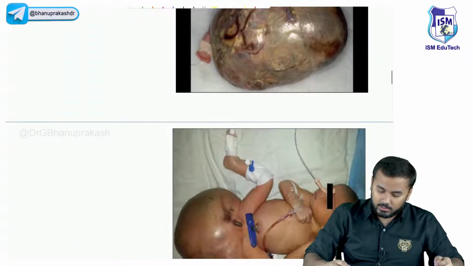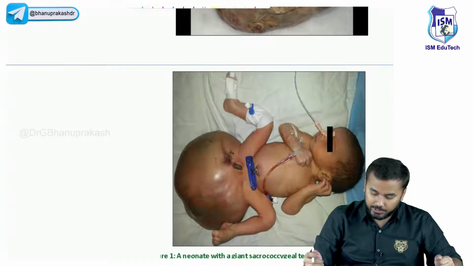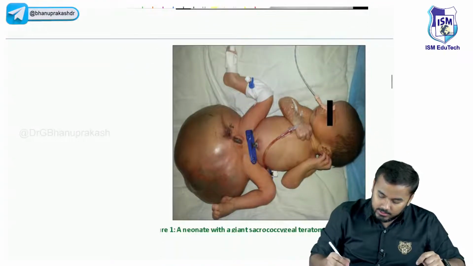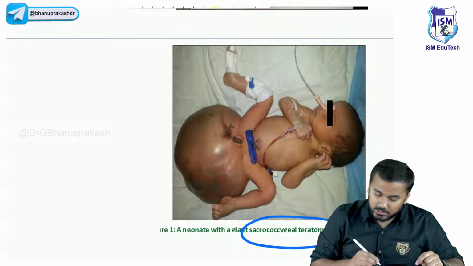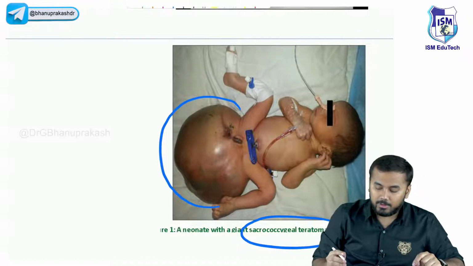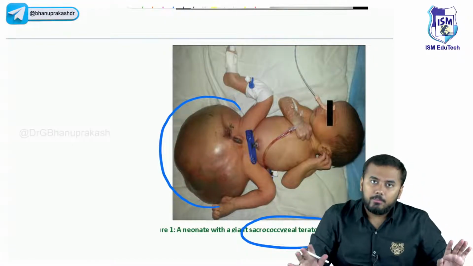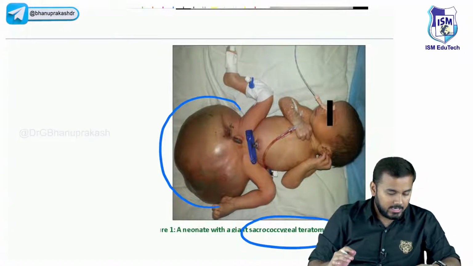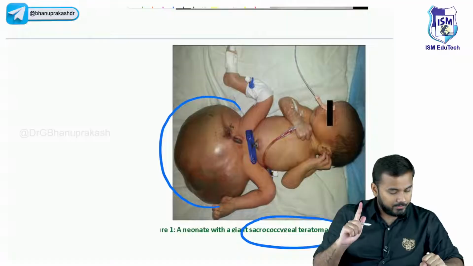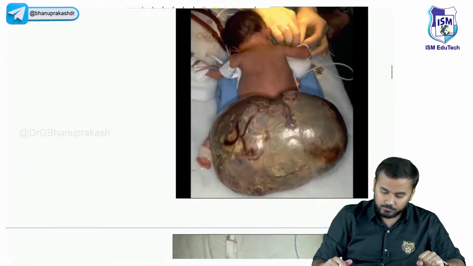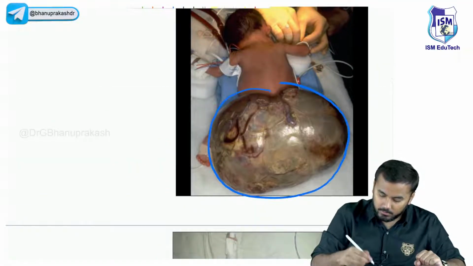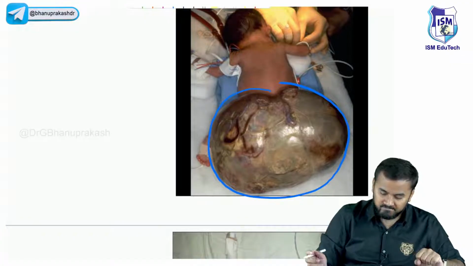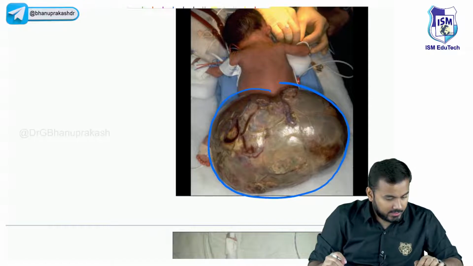Just look at the sacrococcygeal teratoma. You see this picture over here? Very clear picture. This is a picture of sacrococcygeal teratoma, which is formed in the sacral and coccygeal region because of the primordial germ cells migrating to the sacral and coccygeal region. Till here, you are clear with the clinical part? Yes or no, guys?